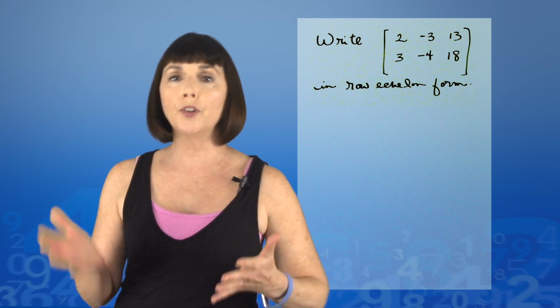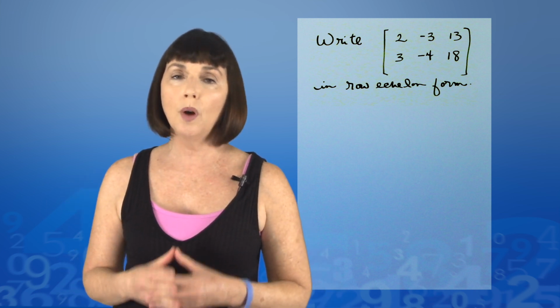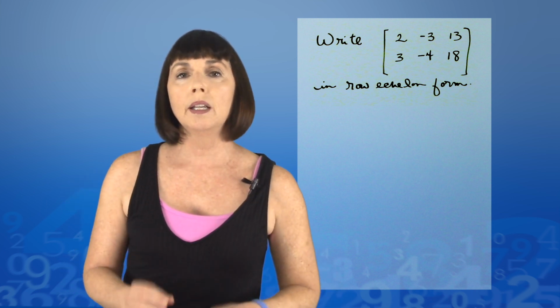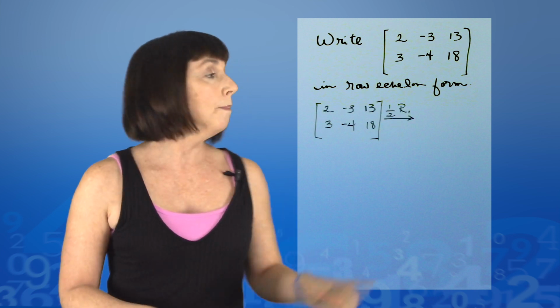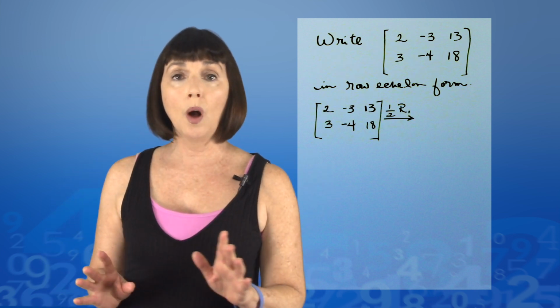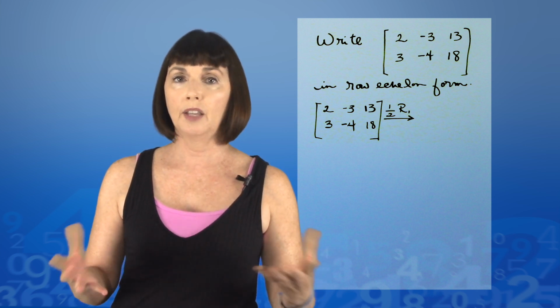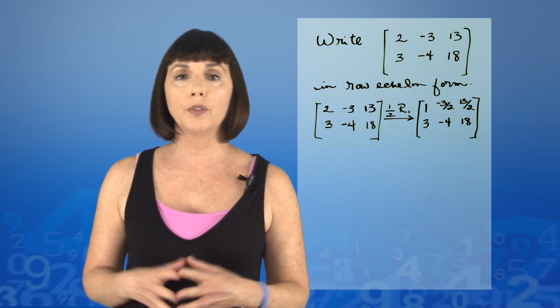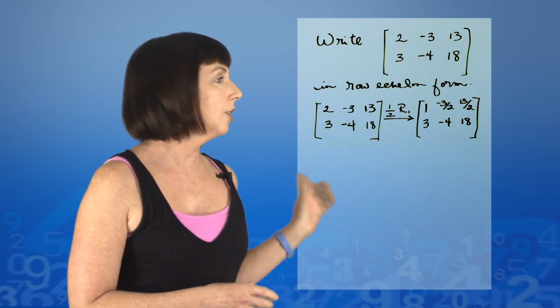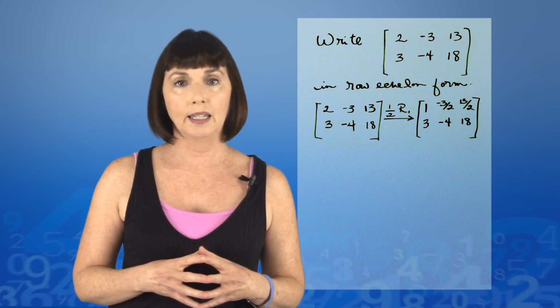All right, so the first thing I want to do is make that first element in row 1 a 1. So I'm going to multiply every element in row 1 by 1/2. And that gives me on the top 1, -3 over 2, 13 over 2. Second row is unchanged, 3, -4, 18.